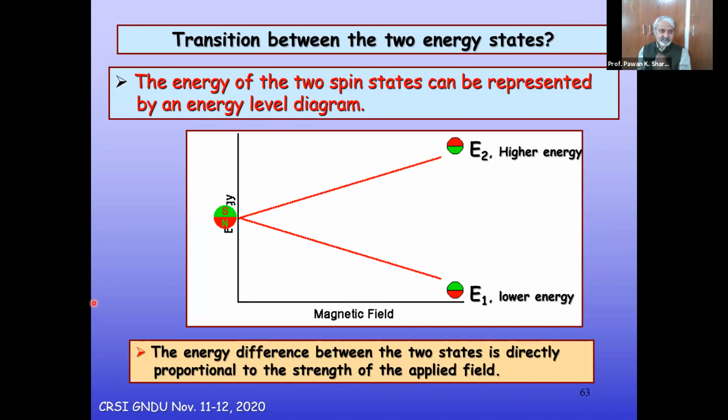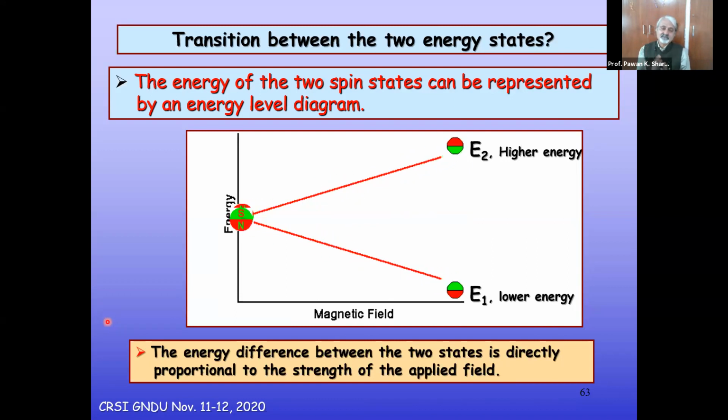But now you see, if I apply an external magnetic field, the more the applied magnetic field, the more is the separation between E1 and E2. Clear? At zero magnetic field, no energy difference. But the more the applied magnetic field, the more the separation. So I can say that the energy difference between the low energy state and the high energy state is directly proportional to the strength of the applied magnetic field.